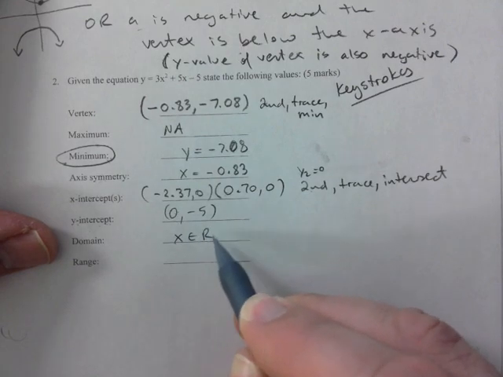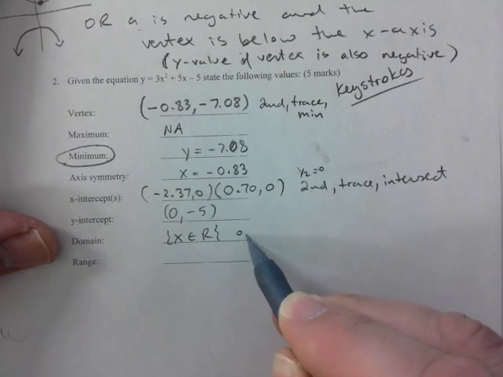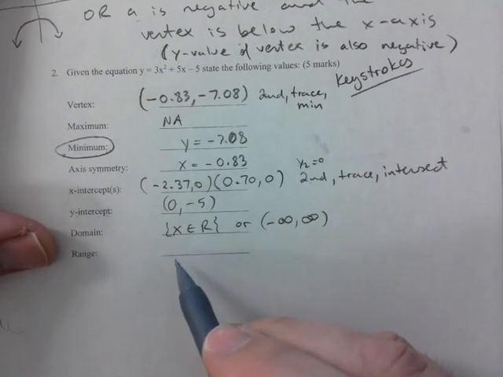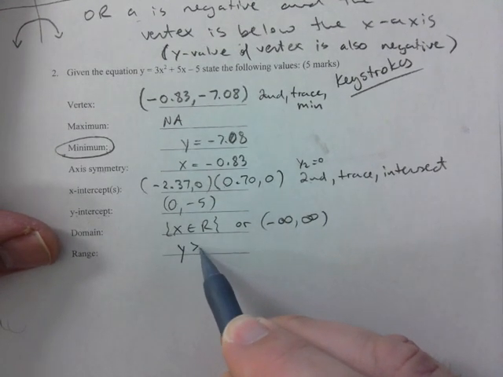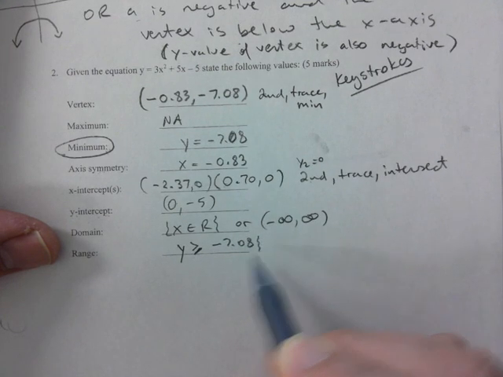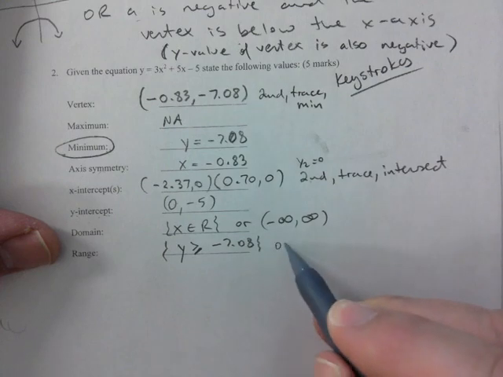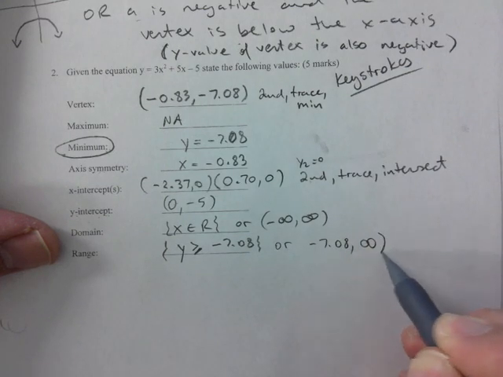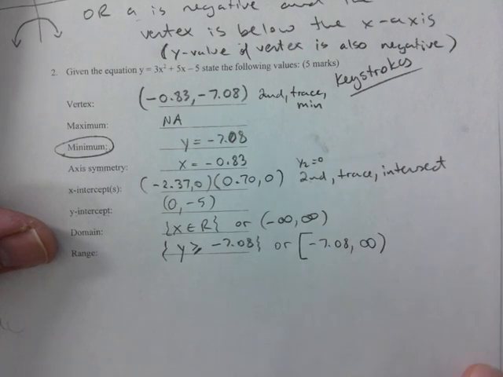Domain, like this, or -infinity, +infinity. The range, this is pointing up, so you either have this one, or you have -7.08 to infinity, round bracket, square bracket.